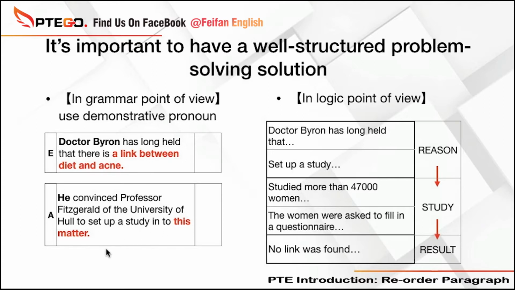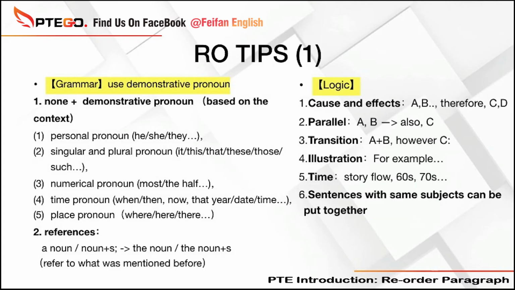So this matter is what matter? You again go back to the previous statement and you'll find out. So from a demonstrative pronoun point of view, where you're talking about this and then you go back and find out what you mean by this. Or the other logic point is you find out reason. So for example, there was a reason, then there was a study, and then there was a result. So from how the story logically progresses, this can actually help you find the correct sequence.